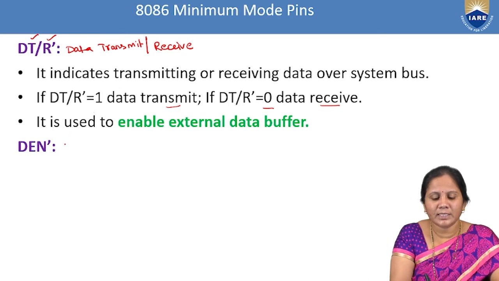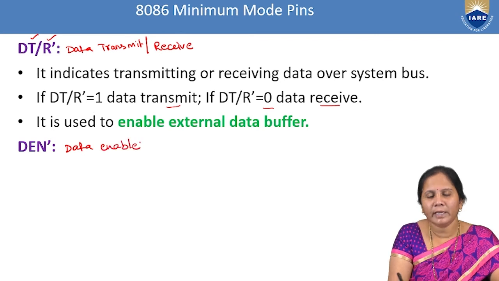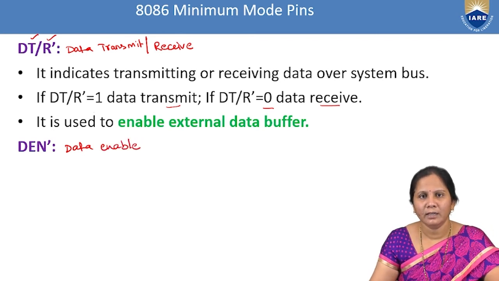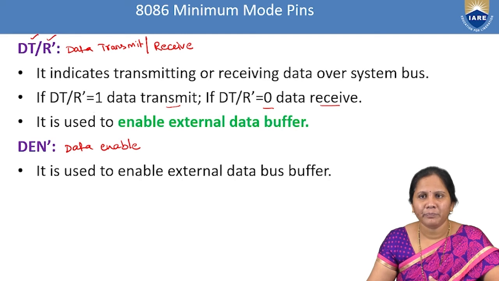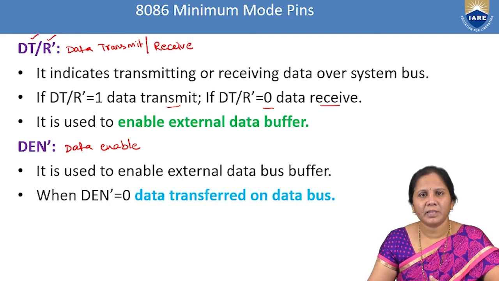And the next one is DEN bar. It is data enable. This data enable is an active low signal. When it is enabled, it represents whether valid data information is available on the data bus or not, and whether it is transferred or not.